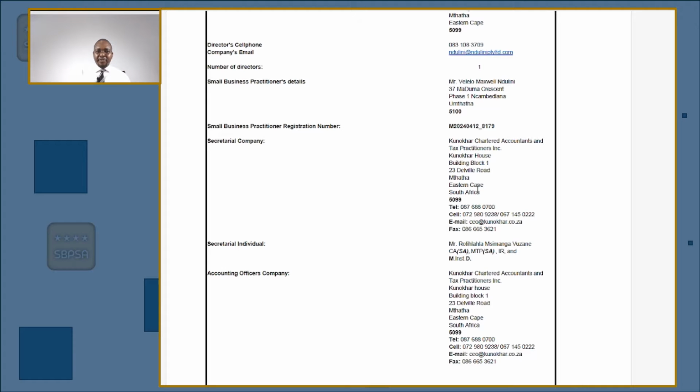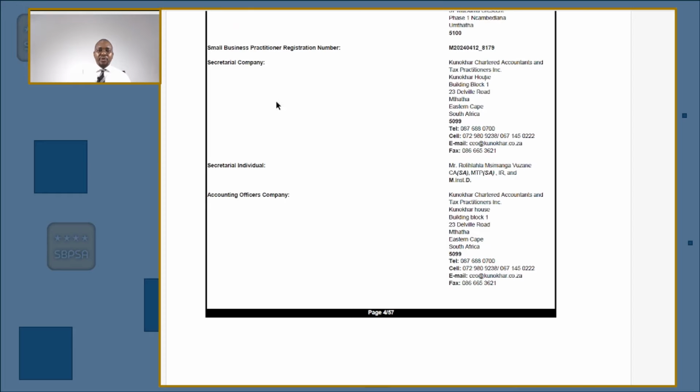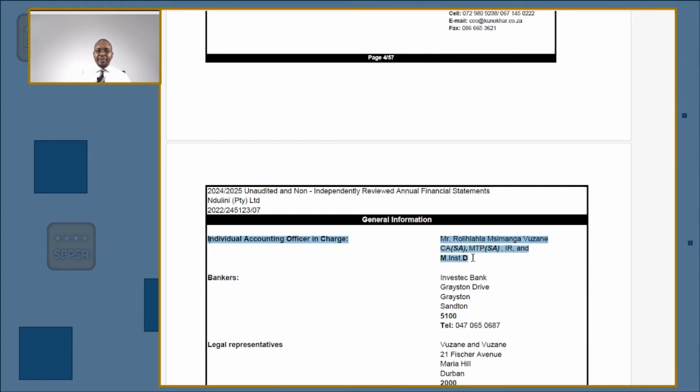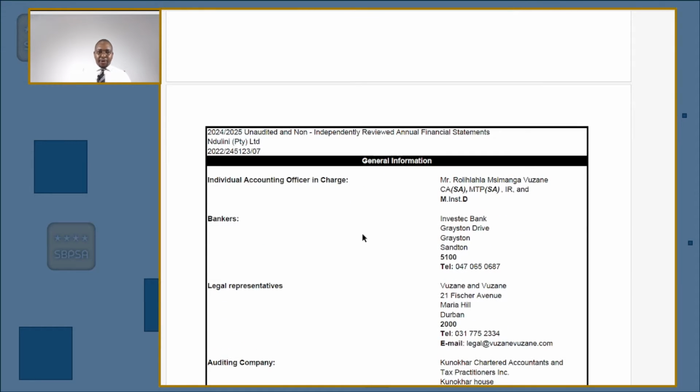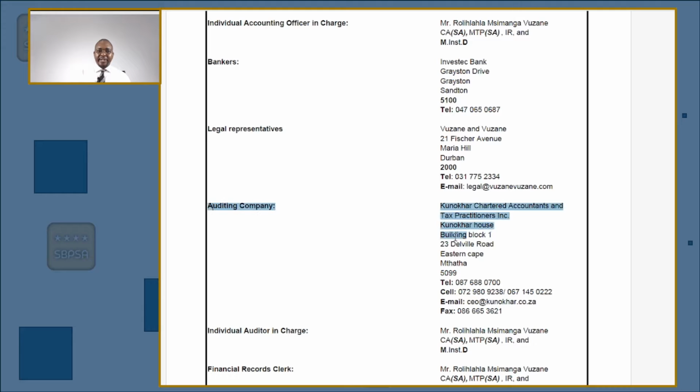Company secretaries is the firm of chartered accountants. Here are the details of the chartered accountant. There is no specific secretariat company that has been employed, so they also employed the director of the chartered accountants there. So if you have employed a firm of chartered accountants to do your books or your financial statements, you must also indicate the name of the person who is responsible for your entity. There is that person. So here are the bankers of Mr. Ndulini, of Ndulini Pty Ltd. Fortunately, he has got a legal representative for the business, and he has got auditors for the company.